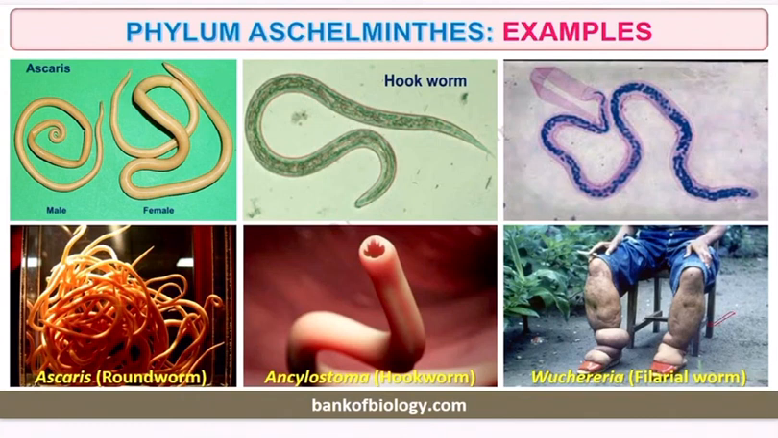So what are the examples? Ascaris, hookworm and roundworm, okay, and hookworm again, Ancylostoma, and most important, very dangerous one, we say elephantiasis, filarial worm, Wuchereria. Again, this is one of the questions that will be asked in UPSC NDA exam. So next time we will see other systems.